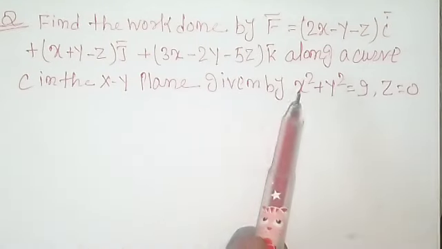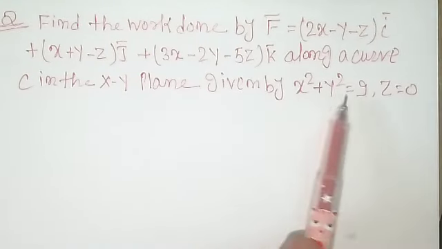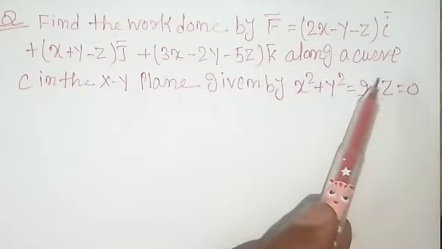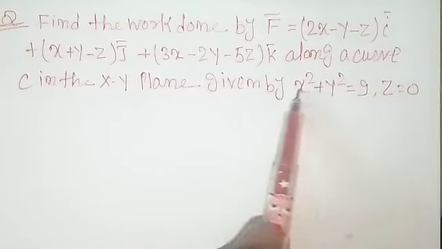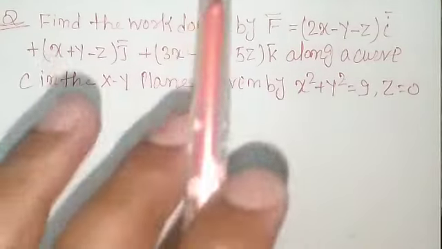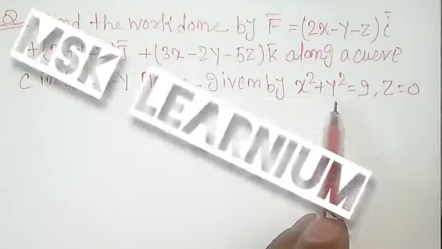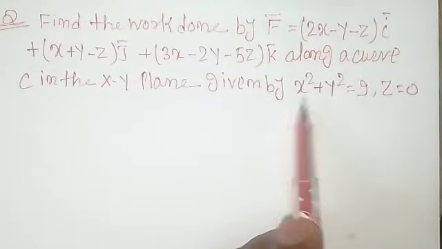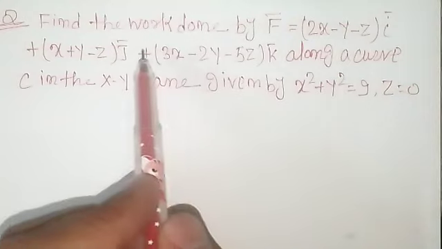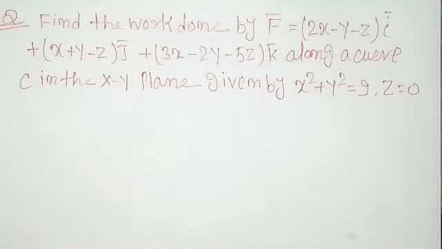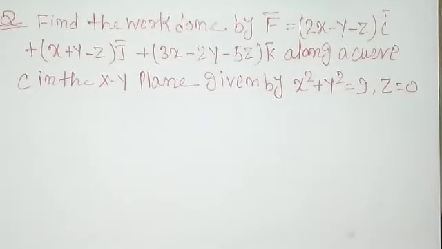The xy plane equation is given, x square plus y square is equal to 9, and on the xy plane z becomes 0. So whatever curve is given, that curve is a circle, because the equation of a circle is given. So this is one vector whose work you have to calculate. So how do we do it? Here we go.